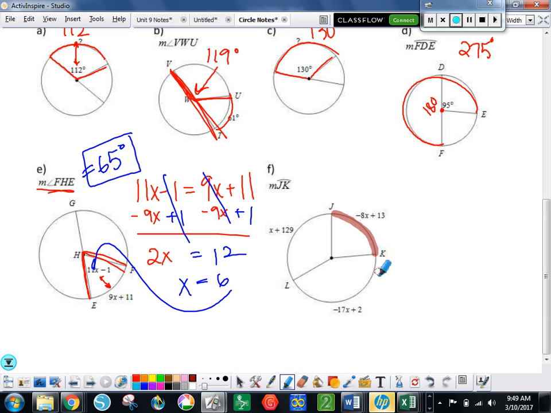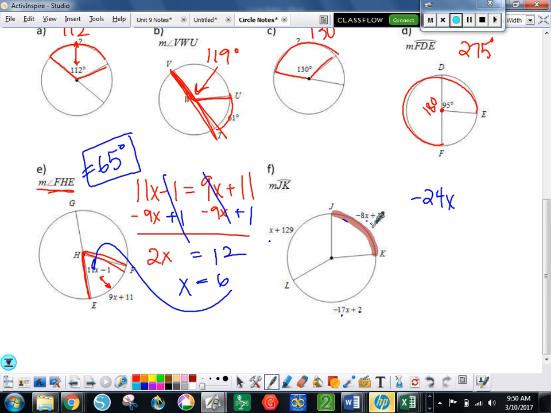Why would you add them together when they're equal to 360? Because 360 is the degree of the circle. Yes, let's add them all together, set it equal to 360. That's perfect. The entire circle is 360. So when we add them together, you have a negative 17, a negative 8, and a positive 1 would combine to make a negative 24x.